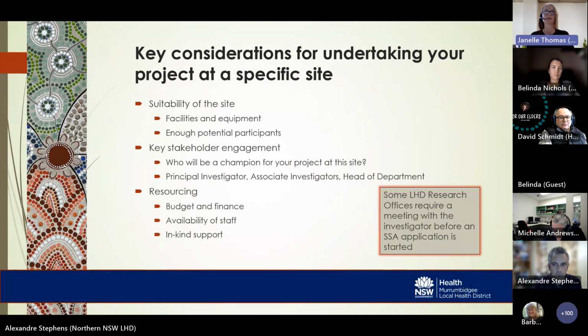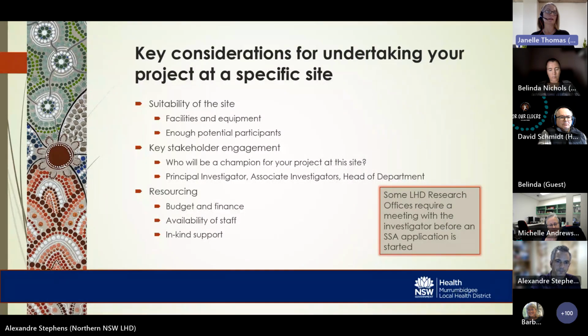Please think about key stakeholder engagement. This is actually probably the most important thing to consider when you're approaching a specific site. Basically, who's going to be a champion for your project at this site? Who's going to help it succeed? There's certainly at least three key people you will need to approach and have on board for your project. And that's the principal investigator, who will lead the project at a particular site, and they'll be responsible for submitting your site authorization application and also any downstream amendments that need to be done.